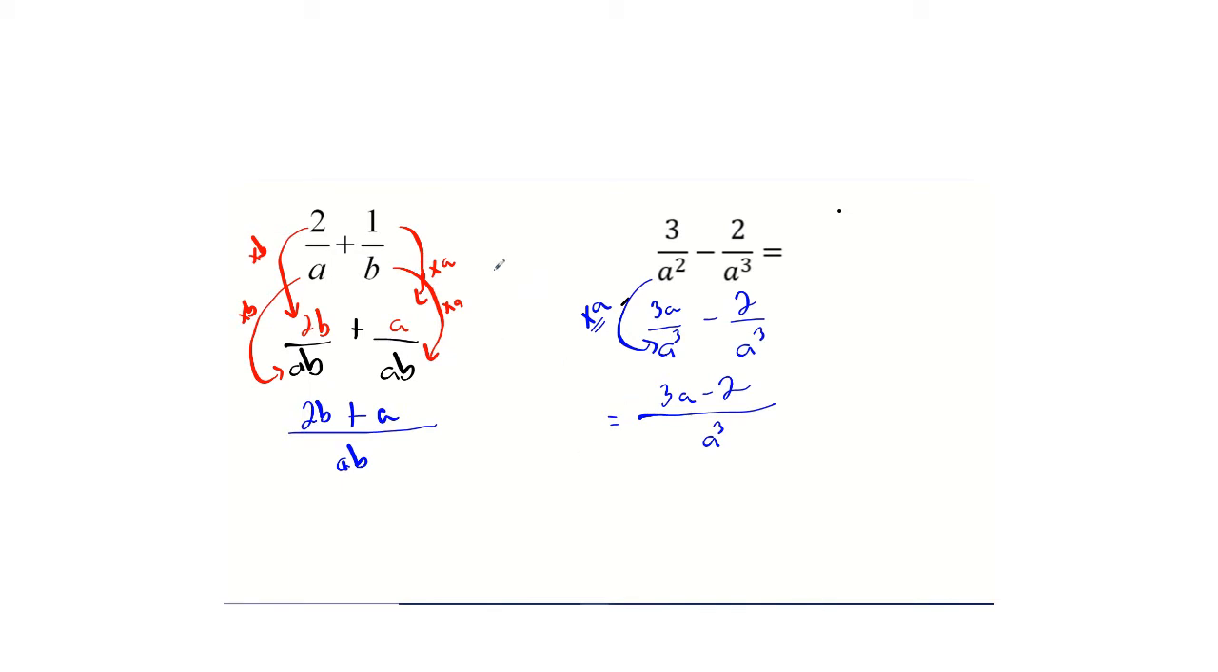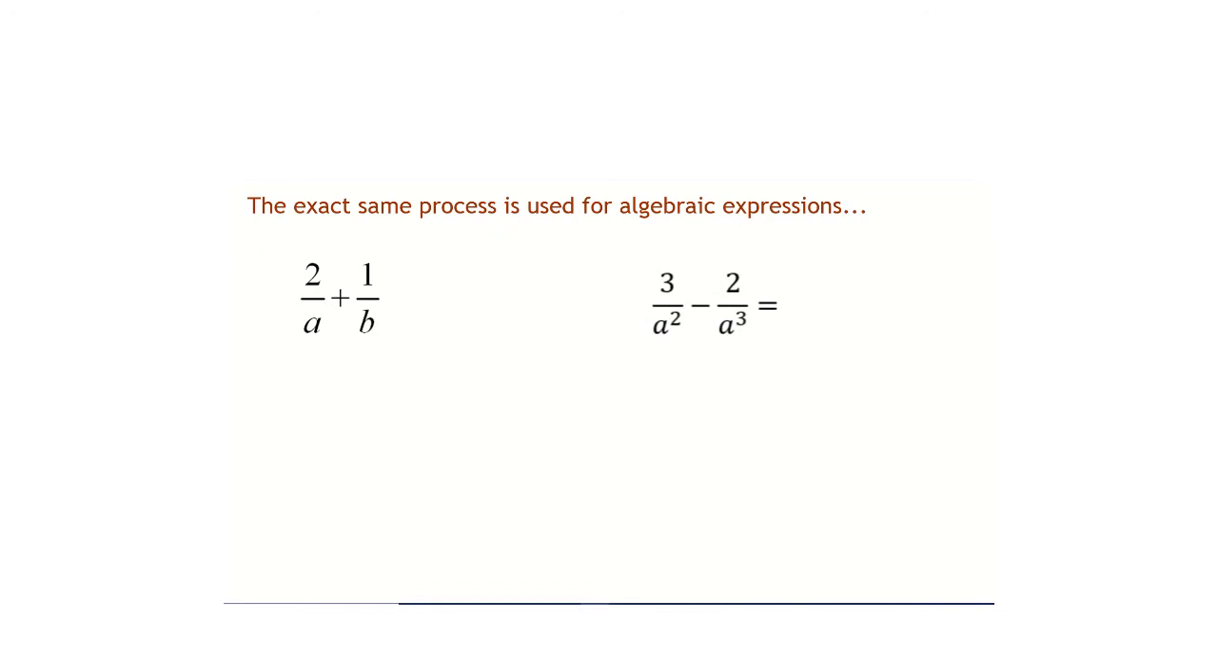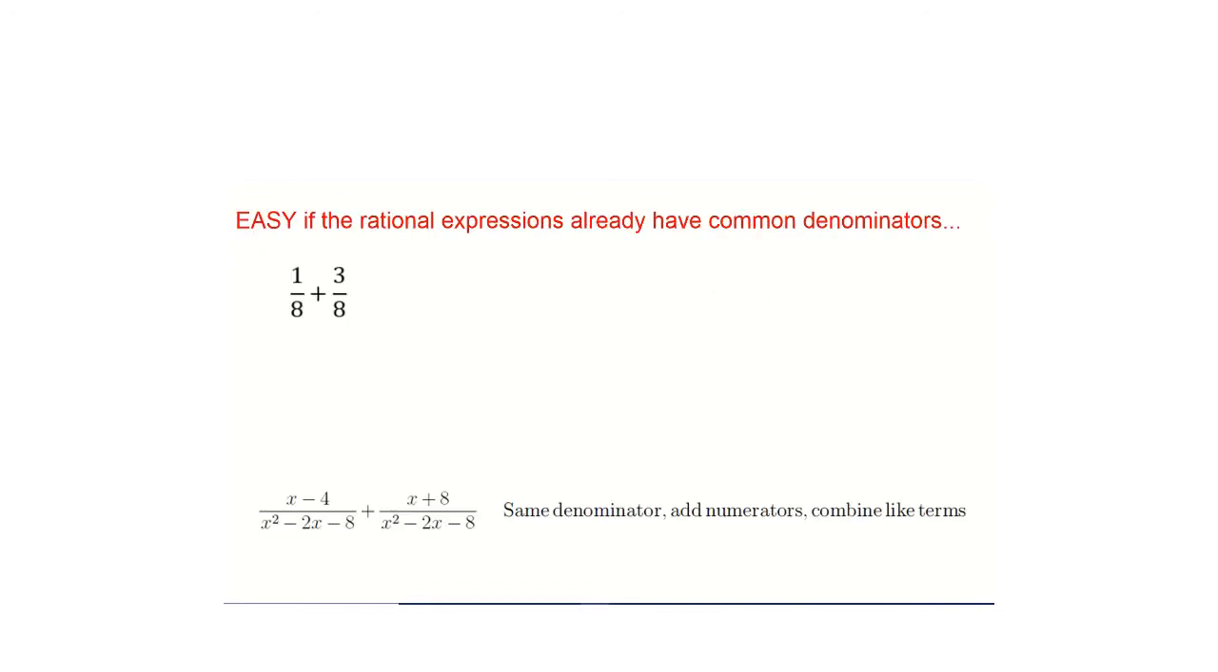rational expressions. So rational expressions, as you know, are just fractions that involve variables, like we ran into here. So let's put some of this into more formal context. As we already mentioned, if you already have a common denominator, adding and subtracting is really easy. If I had 1/8 plus 3/8, the answer is 4/8.